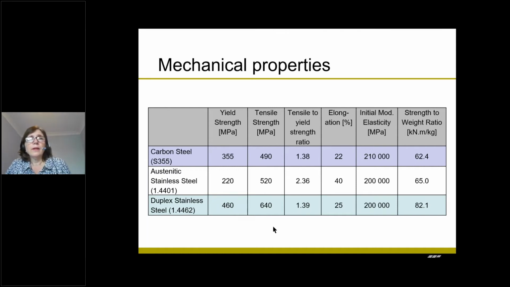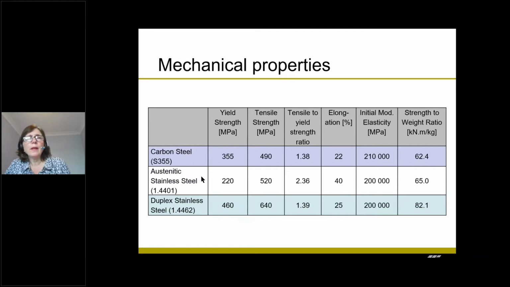So tensile strength of 640 megapascals gives you a tensile to yield strength ratio very similar to carbon steel. Elongation, similar to carbon steel. Young's modulus, similar. And the strength to weight ratio also.